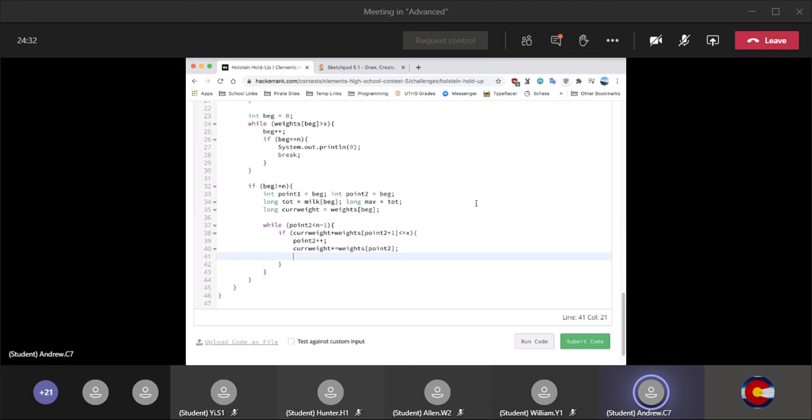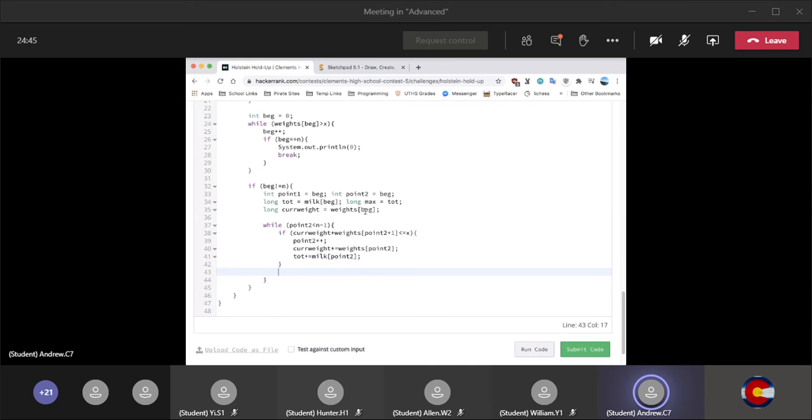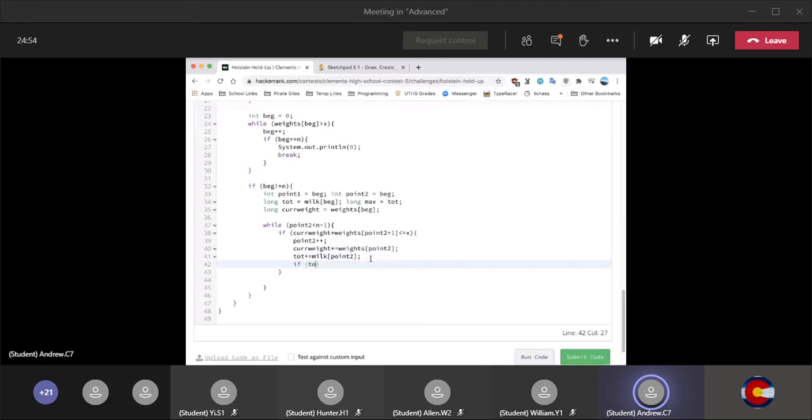Then what else do we do here? We have to add to our total milk. Because we add one more cow, total plus equals milk of point 2. Cool. Also, by the way, we just do if total is greater than max, max equals total, because this represents our max milk value. If our total right now is greater than the maximum, of course it has to be a new maximum.